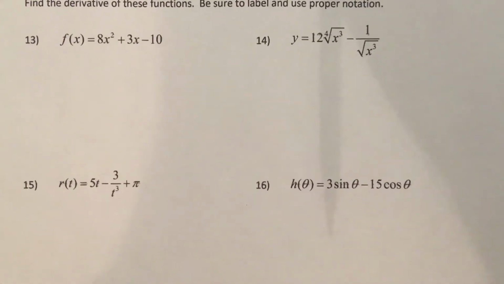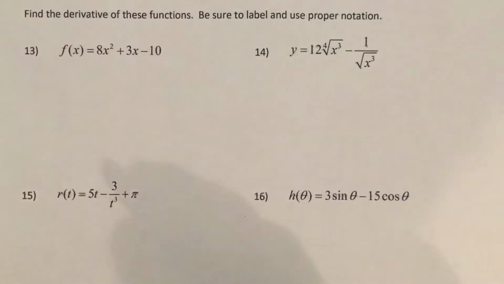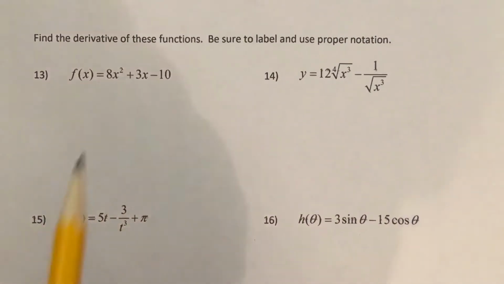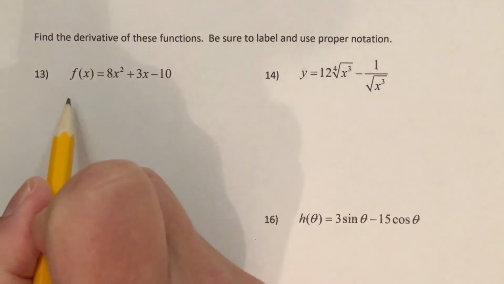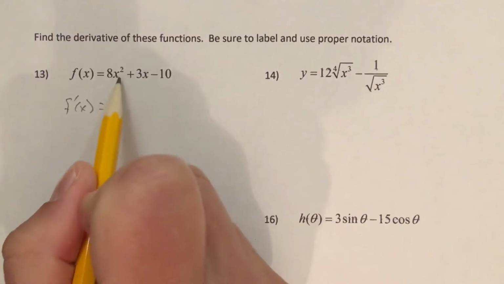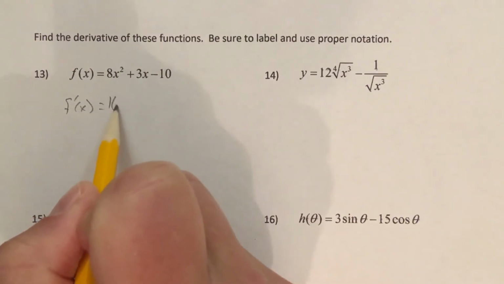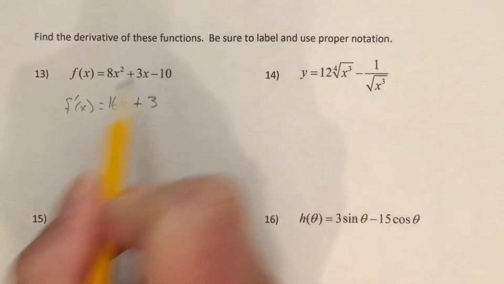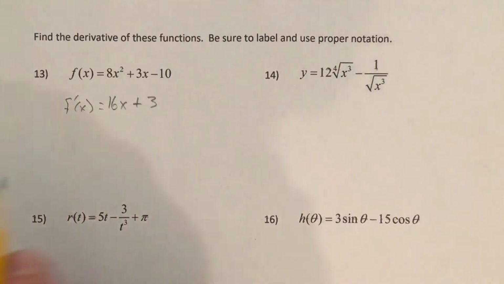All right, this is the second part to the review for quiz 2122. We're asked to find the derivative of these and use proper notation where it's appropriate. So for 13, we're taking the derivative of f, and we'll just do them in pieces. So this should be, bring the 2 down, 16x to the first plus 3, and then the derivative of 10 is 0. So that should be an easy one.